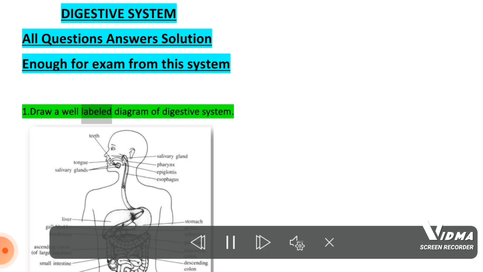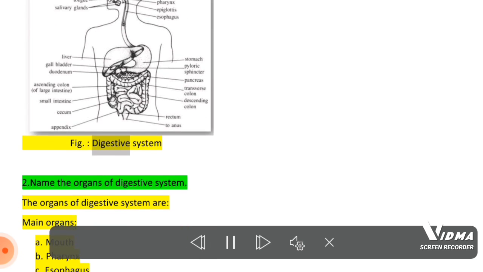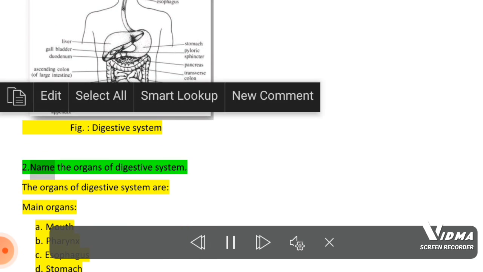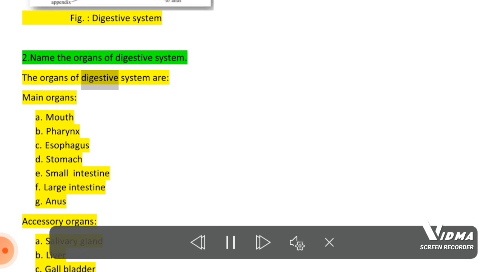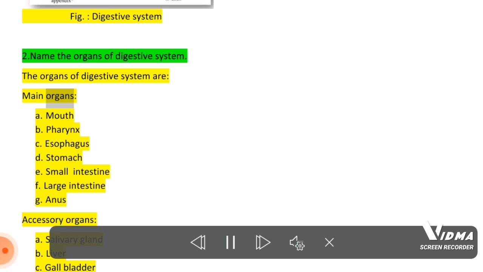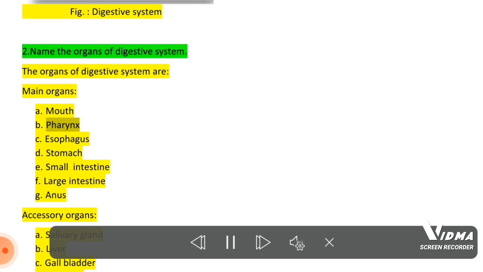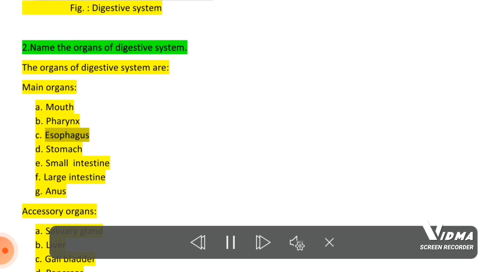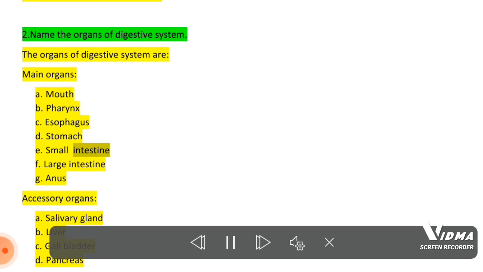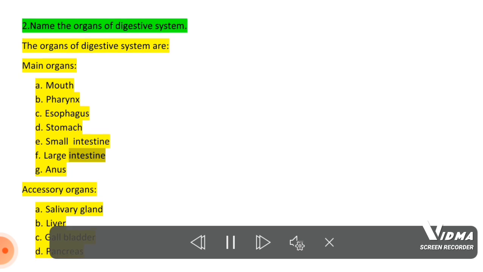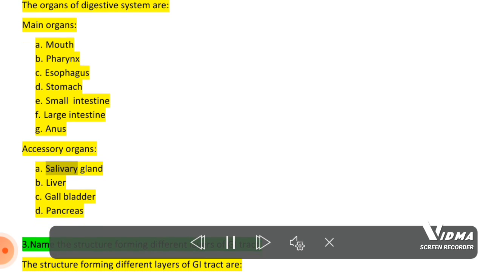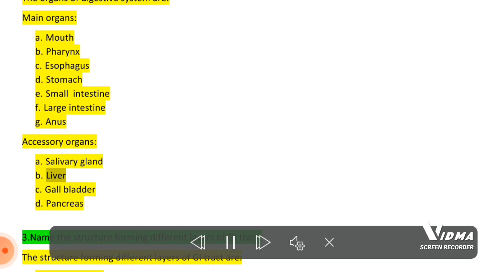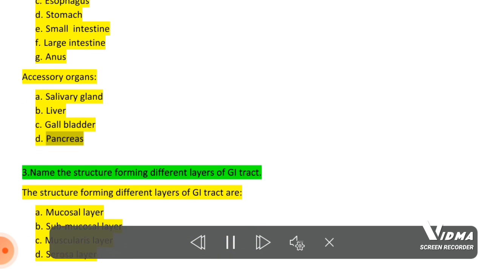1. Draw a well-labeled diagram of the digestive system. Fig. Digestive system. 2. Name the organs of the digestive system. The organs of the digestive system are: main organs: mouth, pharynx, esophagus, stomach, small intestine, large intestine, anus. Accessory organs: salivary gland, liver, gallbladder, pancreas.